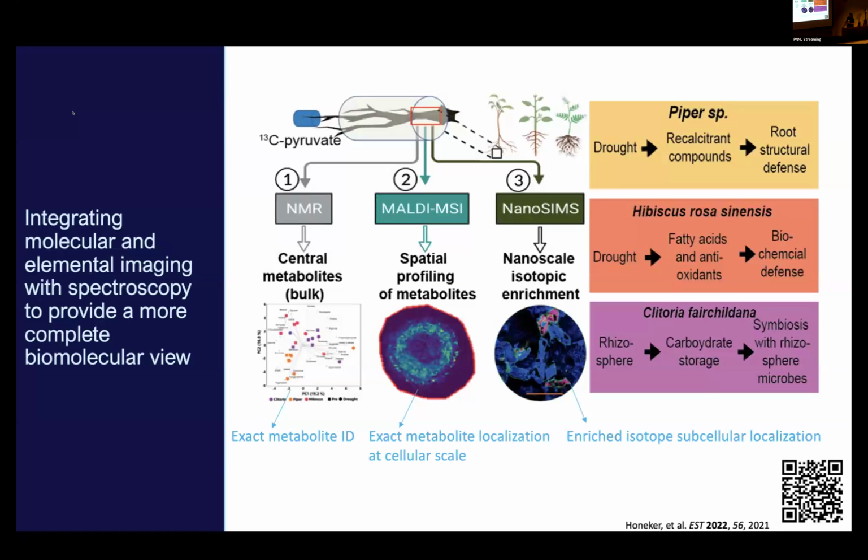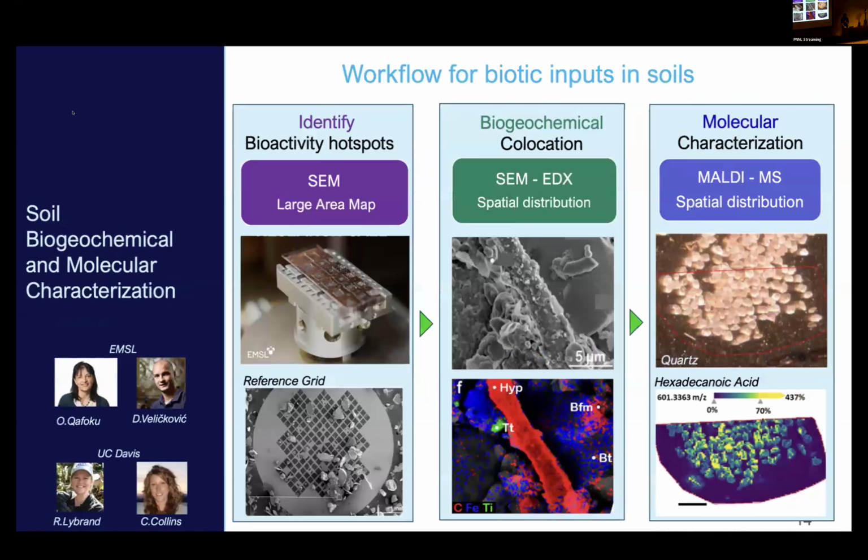Malak just gave us a great talk about using different types of mass spec imaging across scales, as well as using spectroscopy, in this case NMR, to be confident about the kind of molecular data that we're observing in our MALDI mass spec imaging, and then relating that also to the NanoSIMS as well. So I'm not going to go into that in too much more detail.